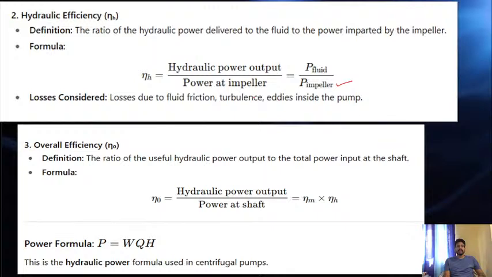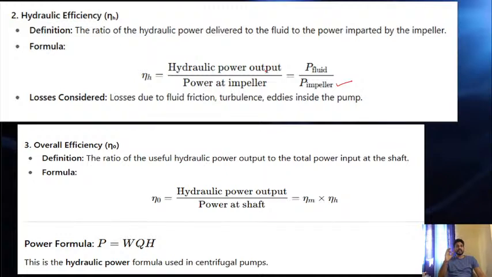Is it clear to you guys? So hydraulic power output: whatever power the fluid has, this is the power we are getting as output. The power is traveling from the electrical to the mechanical, to the shaft power, to the impeller power, and that impeller power is transferred to the fluid. So we have that output power. I hope that this is clear to you guys.